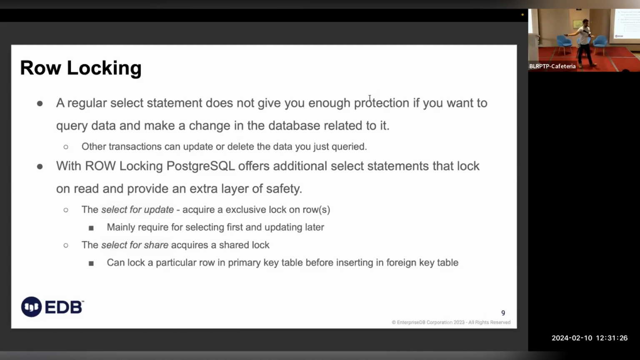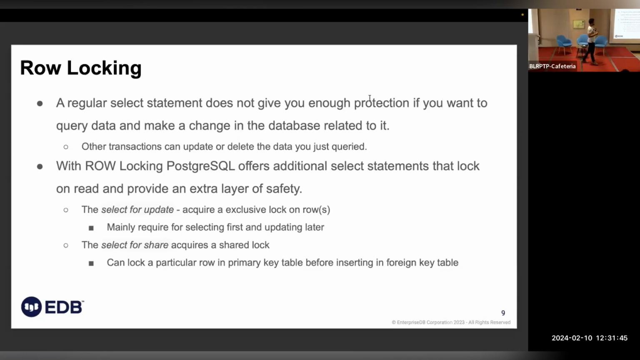Someone else has updated the data. So for those purposes, row locking comes into the picture. You select for share or select for update so that concurrently nobody modifies your data. So different sorts of protection are there, like select for update.